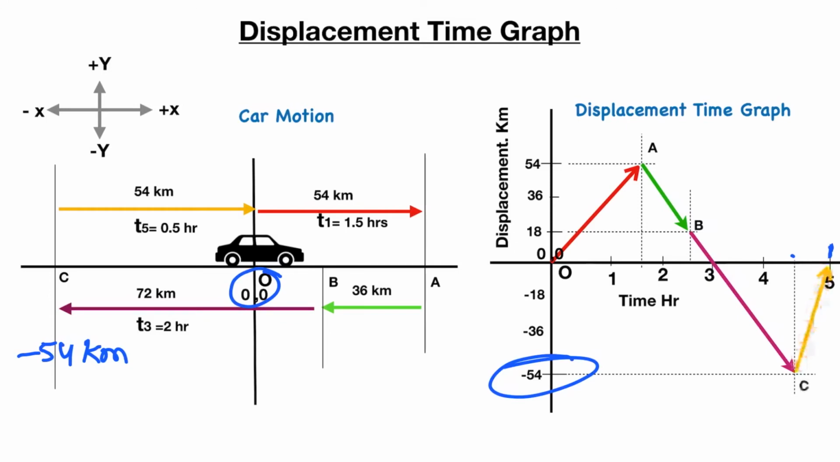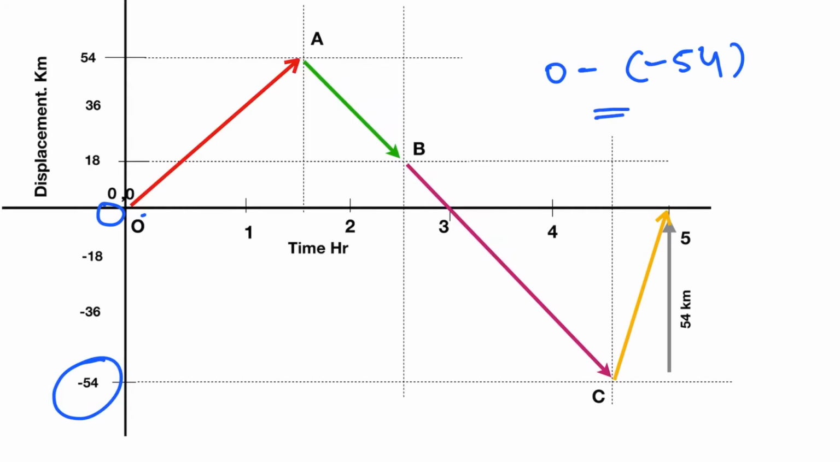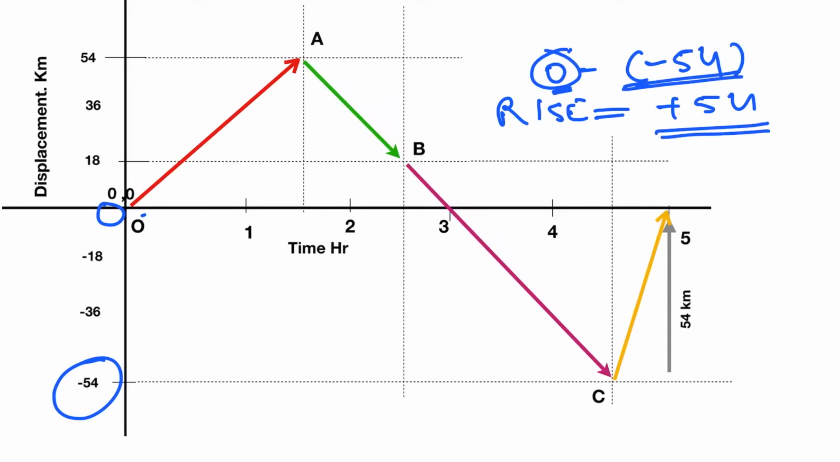So the graph will be like this. If I want to check the slope of this graph, I have to find out the rise, which is here 54 kilometer in the positive direction, right? Because this time the car was moving in the positive direction, and rise is also positive here because it's moving from minus 54 to 0, right? So minus 54 to 0 means 0 minus 54. So your rise is plus 54. Okay, this is your rise: the final position minus my initial position.